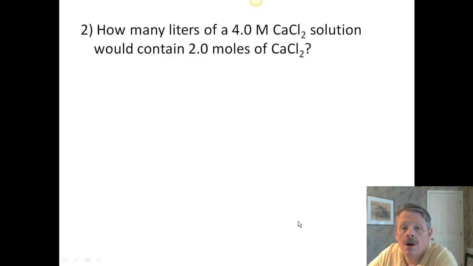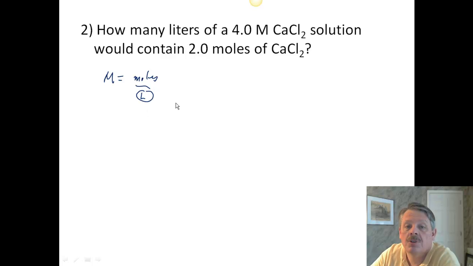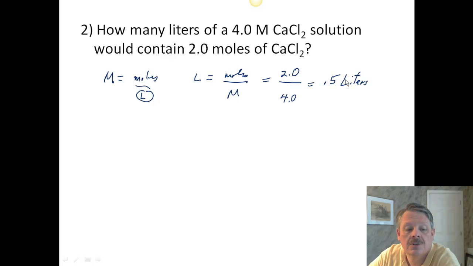Okay. How many liters? Oh, wait a minute. This isn't molarity anymore. Well, yes, it is. Remember that molarity is equal to moles per liter. So if we don't know liters, this simply is an algebra problem. We have to solve for liters. Liters are moles over molarity. So that's pretty easy. Our moles are 2.0 moles of calcium chloride divided by a 4.0 molar solution, which gives us 0.5 liters as our answer.